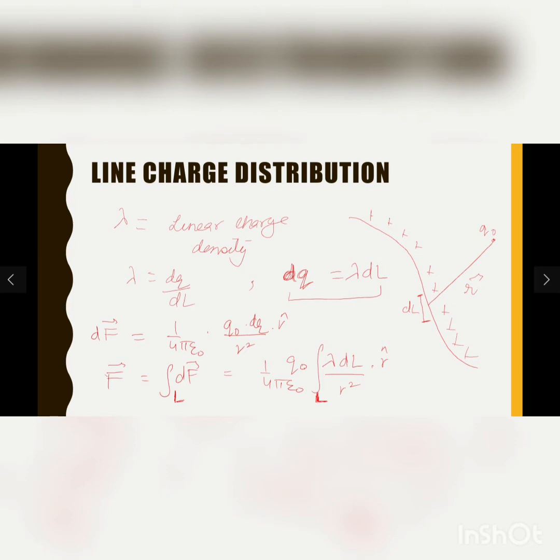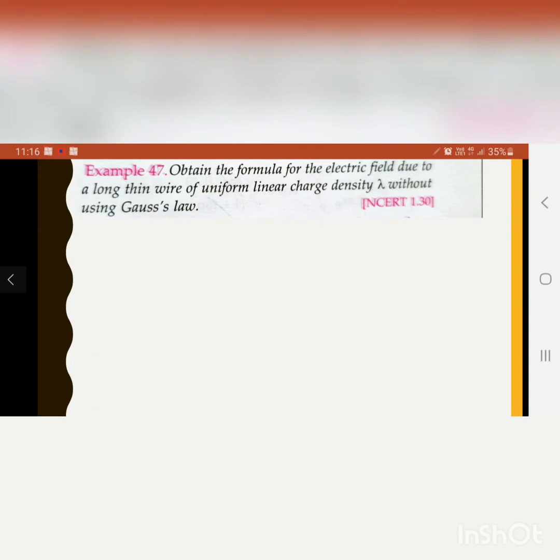Now we have got the force. We can find out the electric field associated by taking force per unit charge. So now let us learn how to use this technique to find out the formula for electric field due to, say, a long thin wire or a circular wire. Fine. To do that, first look at the question.